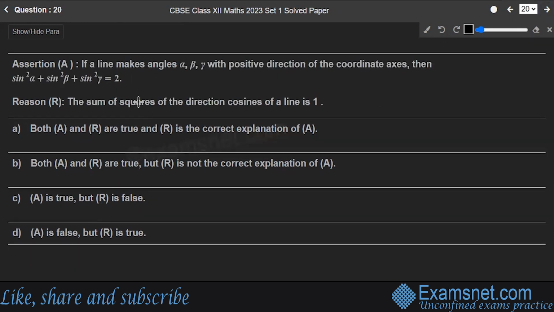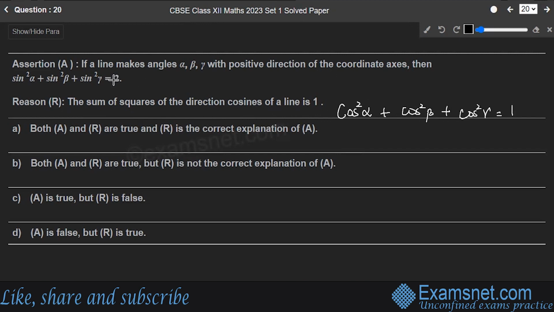Next is question number 20. The assertion A: if a line makes angles alpha, beta, gamma with the positive direction of the coordinate axes, then sin square alpha + sin square beta + sin square gamma is equal to 2. And the reason is: the sum of squares of the direction cosines of the line is 1. Well, let's check out. First of all, I'm considering the reason itself. The sum of squares of the direction cosines of a line is 1. You know this one thing, that cos square alpha + cos square beta + cos square gamma is equal to 1.